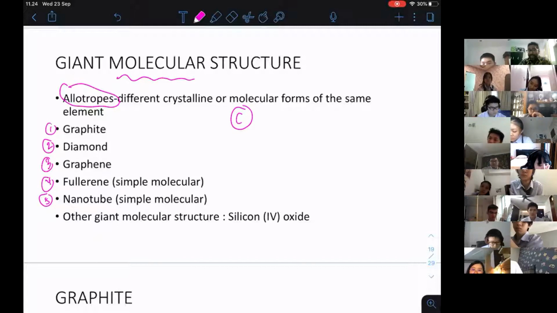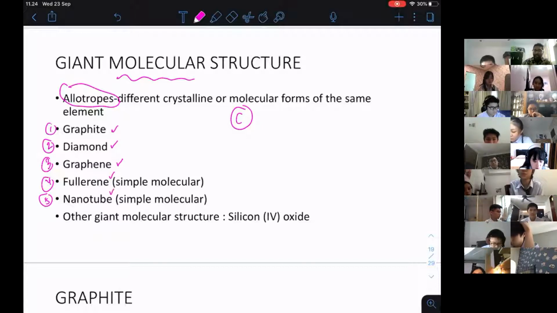They can exist in the commonly known diamond. The second one you should know also during IGCSE, you would have learned about diamond and graphite. But apart from diamond and graphite, you should also know that carbon can also exist in graphene form. We will learn about this, graphene. They can also exist in fullerene. They can also exist in nanotube.